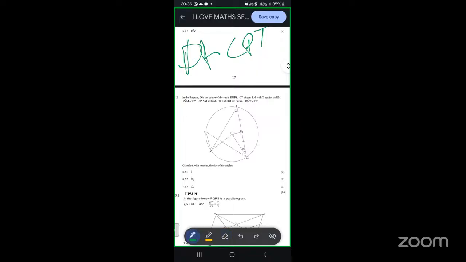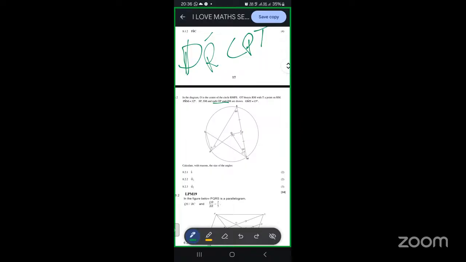Is there any radius? They gave us in this information that this and this are radii, therefore they will be equal. Okay, then we can pass that. Then let's go to C.